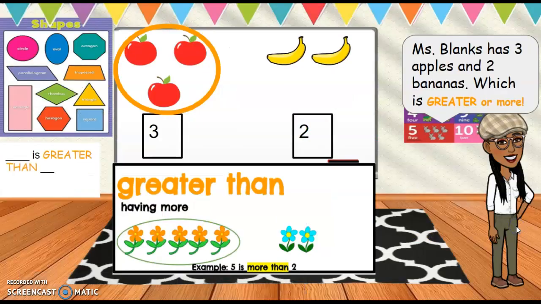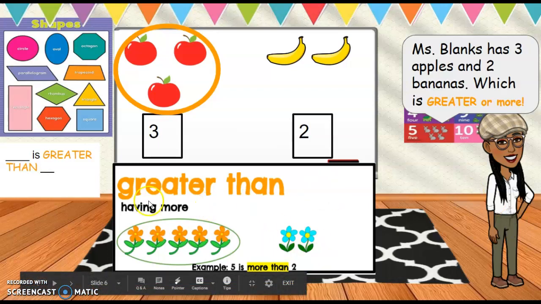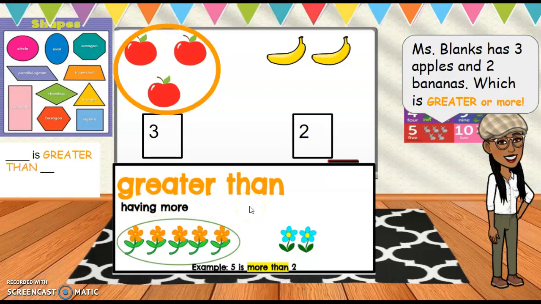All right, so a quick review. I know you remember seeing these pictures and we were comparing objects. So we're going to do that again just very quickly. An example of the comparative language greater than: remember, Ms. Blanks had 3 apples and 2 bananas, and we had to compare and find out which set was greater. And we said the apples were greater than the bananas because there were more apples.